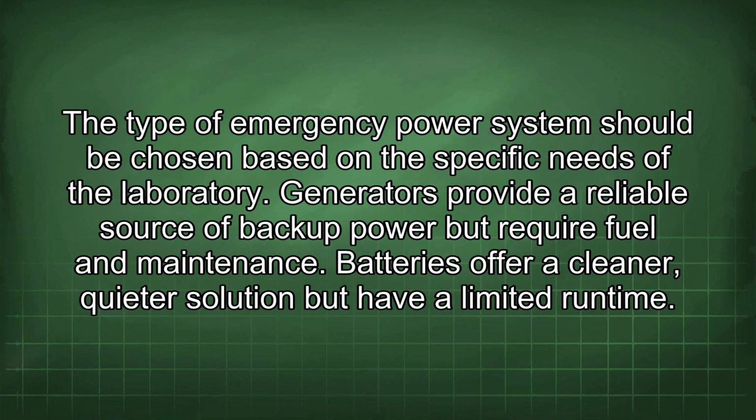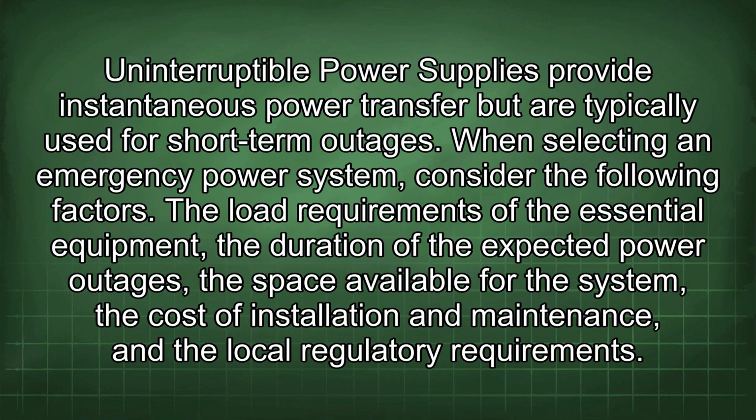The type of emergency power system should be chosen based on the specific needs of the laboratory. Generators provide a reliable source of backup power but require fuel and maintenance. Batteries offer a cleaner, quieter solution but have a limited runtime. Uninterruptible power supplies provide instantaneous power transfer but are typically used for short-term outages.